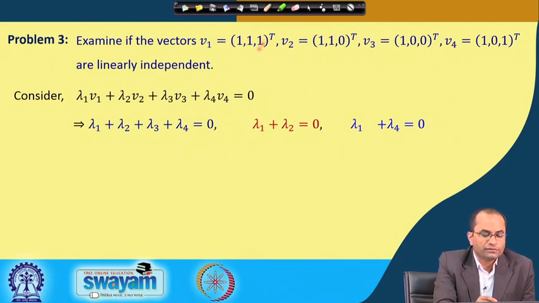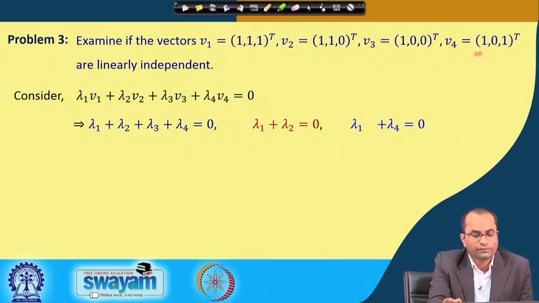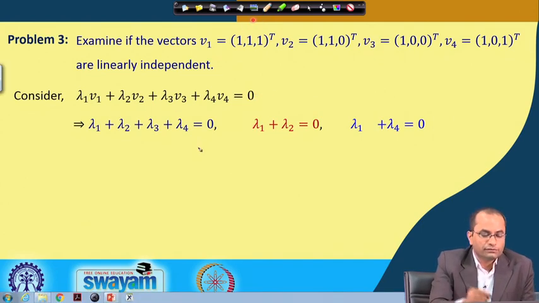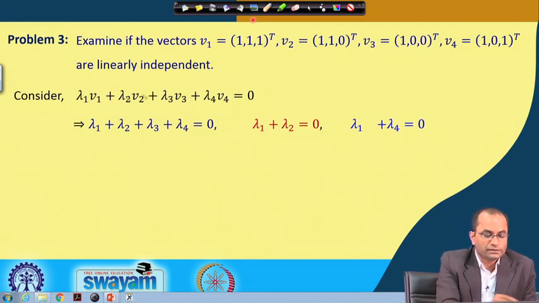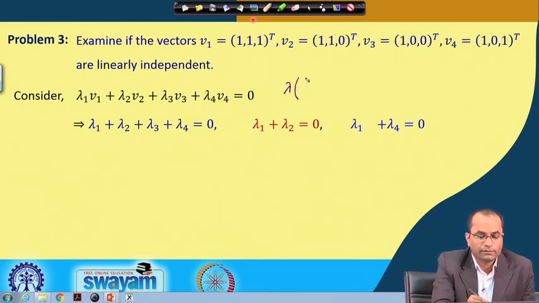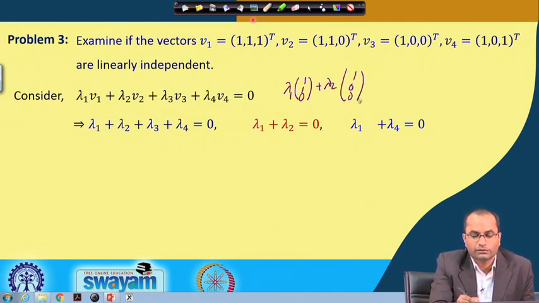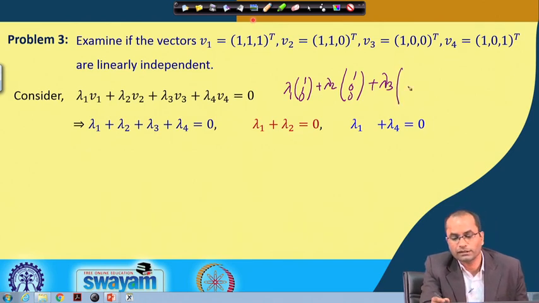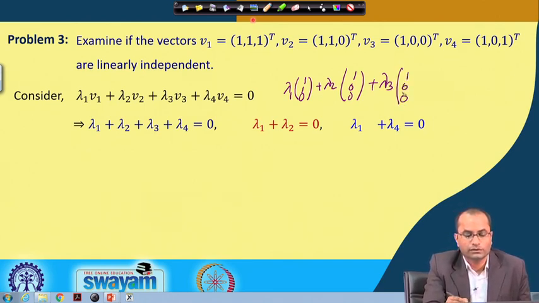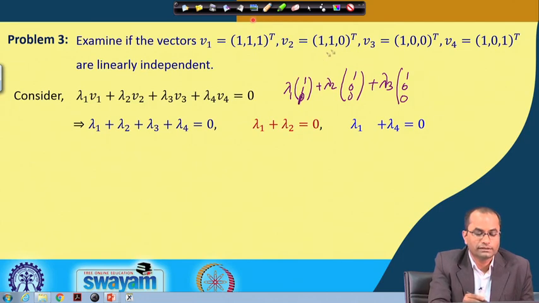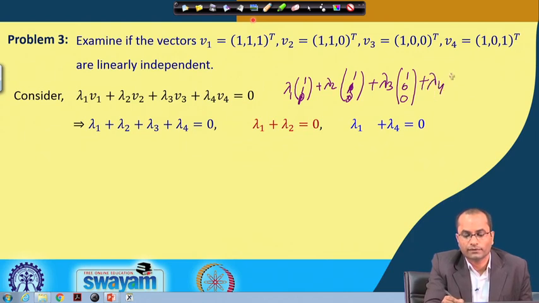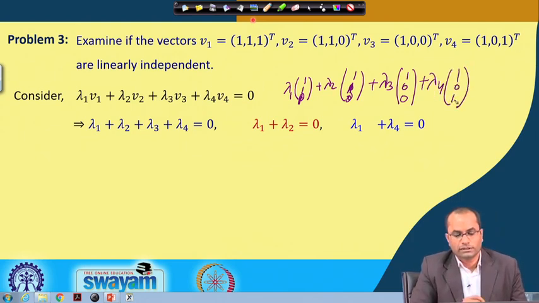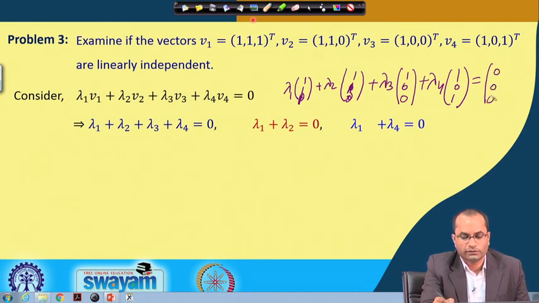Lambda 1 is multiplied to the first vector, lambda 2 to the second vector, and so on, and we will now set it to 0. Out of this we will get 3 equations, because lambda 1 is multiplied by 1 1 0, lambda 2 is multiplied with 1 0 0, and lambda 3 is multiplied by 1 0 0. Now the first is 1 1 1, the second is 1 1 0, the third one is 1 0 0, and the fourth one is 1 0 1. And now the right hand side again is the 0 vector.